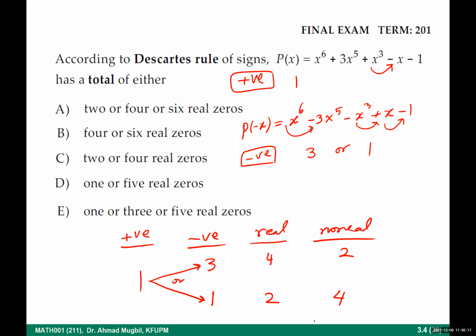But the question here is about what? It is not about how many positive or how many negative. It is about how many possible real zeros. So this polynomial has 2 or 4 real zeros, and the answer is C.